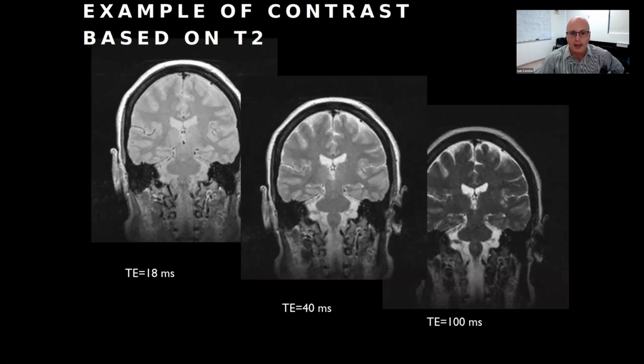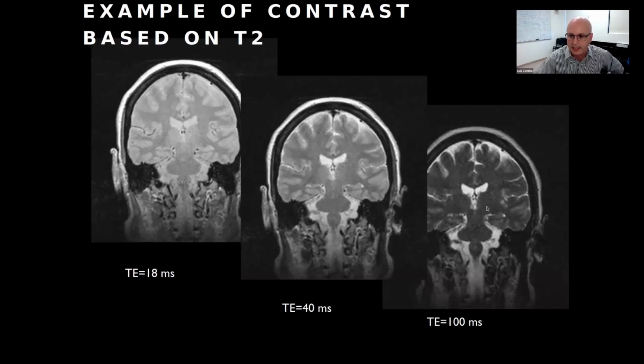ranging from one that has all tissues with very bright signal, in the CSF and the ventricles of the brain, and also in the white matter that is something slightly darker. But if we move this parameter from 18 to 100 milliseconds, we then get an image that has very bright CSF and very dark white matter.